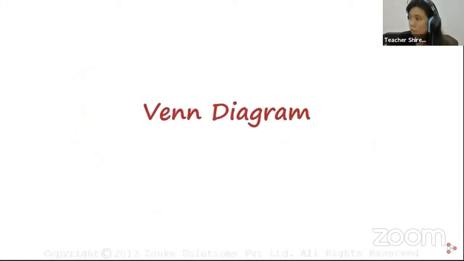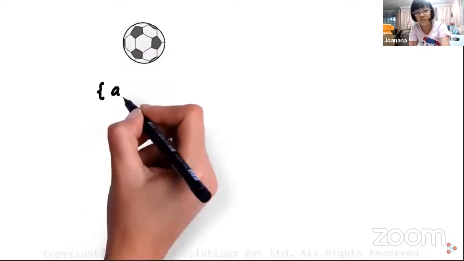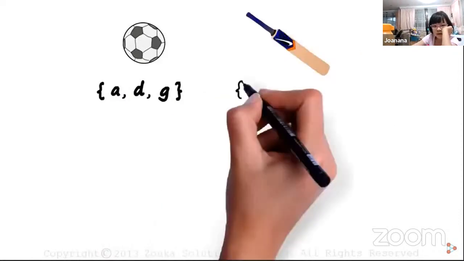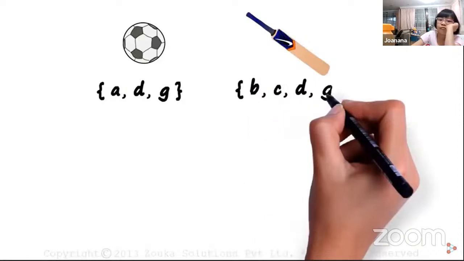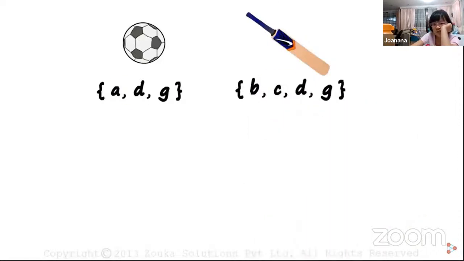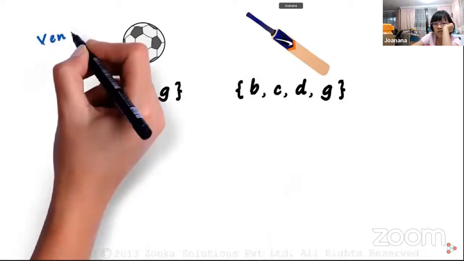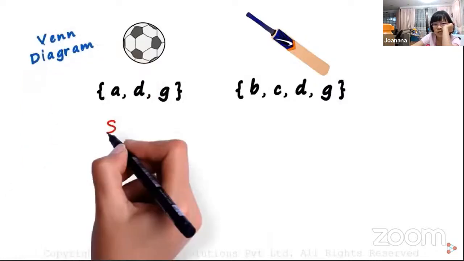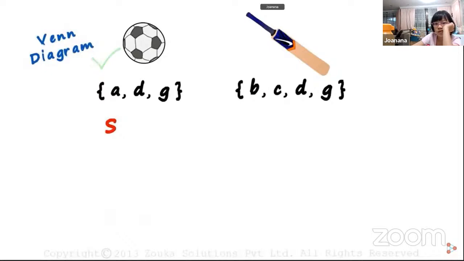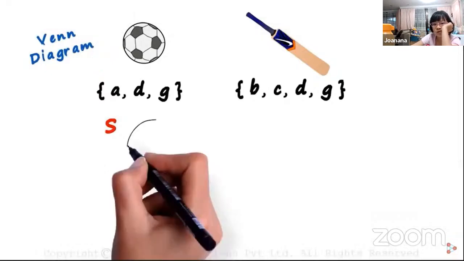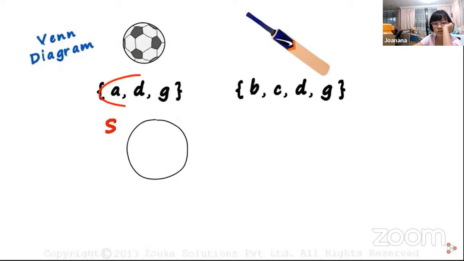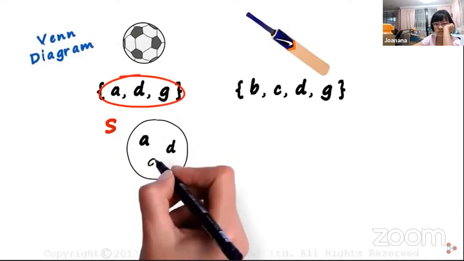To understand Venn diagram, we need to look at just two sets. A set of people who like soccer, A, D and G like soccer, and a set of people who like cricket. B, C, D and G like cricket. How do we represent these sets using the Venn diagram? Let S be the set of people who like soccer. It can be expressed using just this circle. We write the elements A, D and G inside it. That's the Venn diagram of this set.